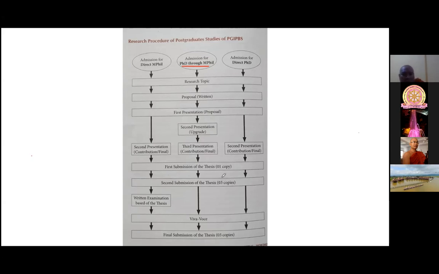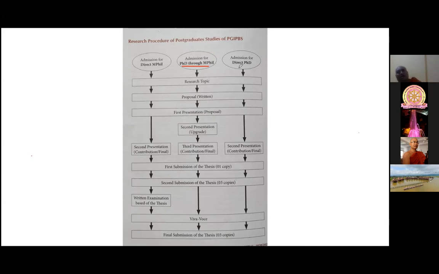Then second submission of the thesis, 3 copies. Then the viva. Then final submission of the thesis again, 3 copies. This is from MPhil to PhD.